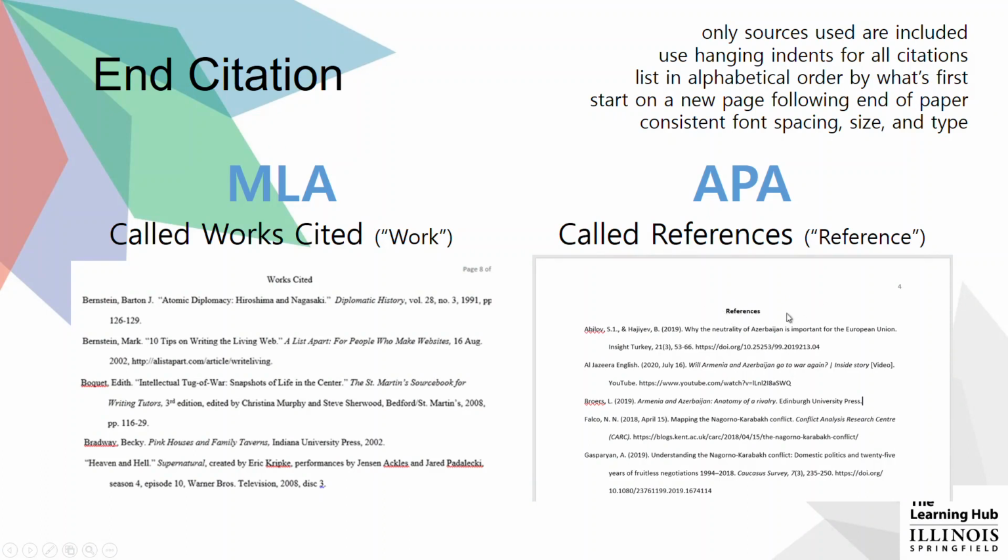Now, fun little fact, if you have one source and one source only for your paper, you shorten the title of that page to be singular. So instead of Works Cited, it's just Work Cited. Instead of References, it's just Reference. So that's just something to keep in mind. Not a lot of papers are only going to have one source, but in case you have one of those, you do shorten the title of the page.